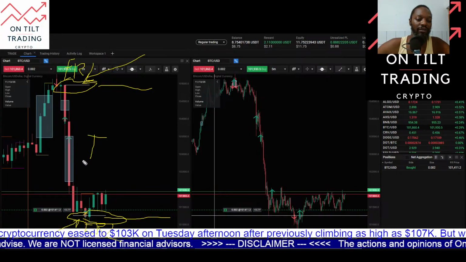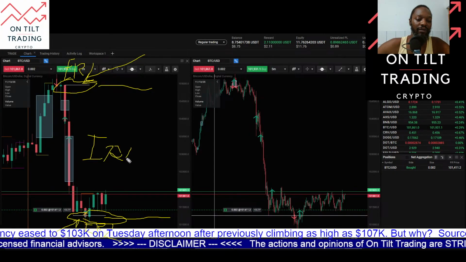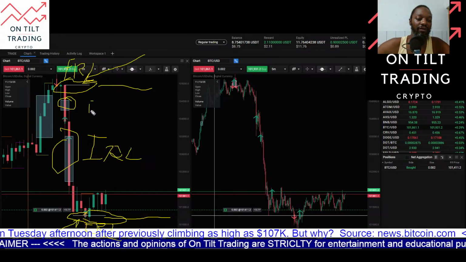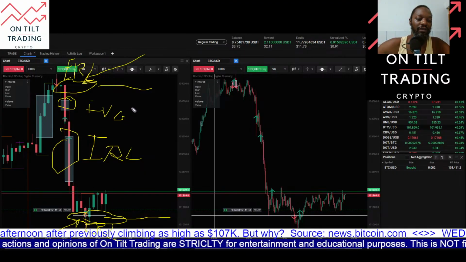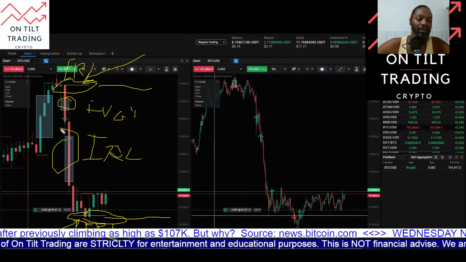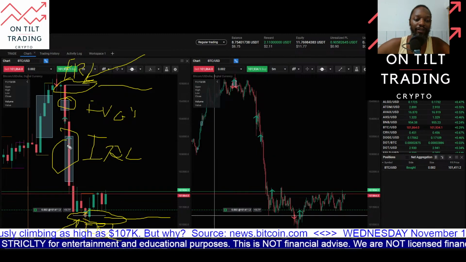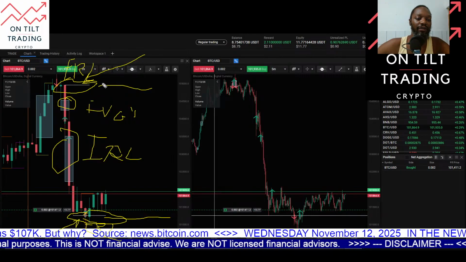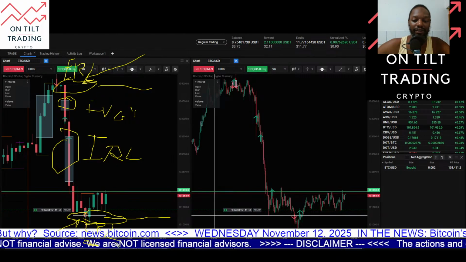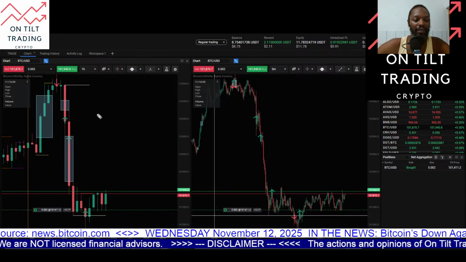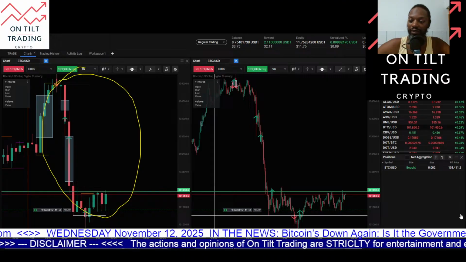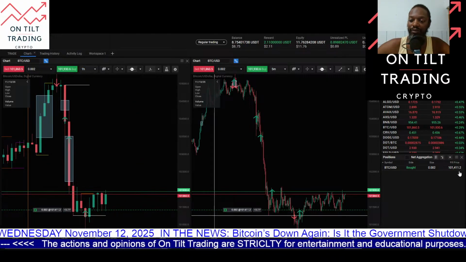is all internal range liquidity, where you're having these fair value gaps. And these are bearish fair value gaps in this external range liquidity. Up here, this is buy side, and down here, this is sell side. To paint a macro picture of what is happening here for price action.